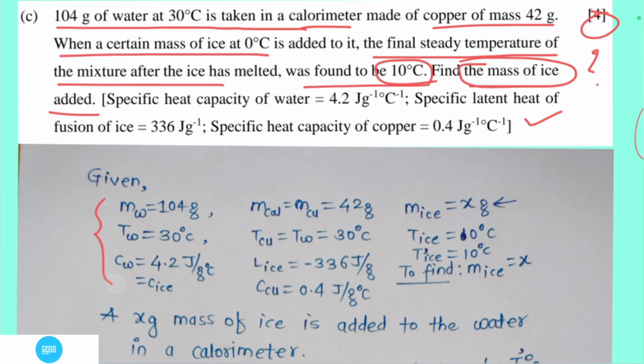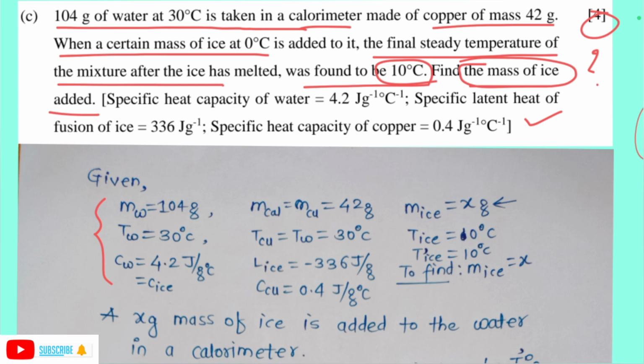Look at what I have written in the given. So the given mass of water is 104. You can see these are the parameters for the water. The mass of the water was 104 gram, the temperature of the water was 30 degrees Celsius, and the specific heat capacity of the water was 4.2 joule per gram per degree Celsius.